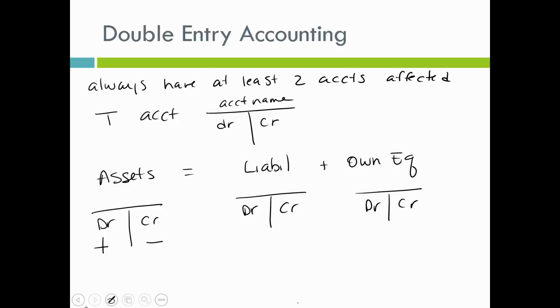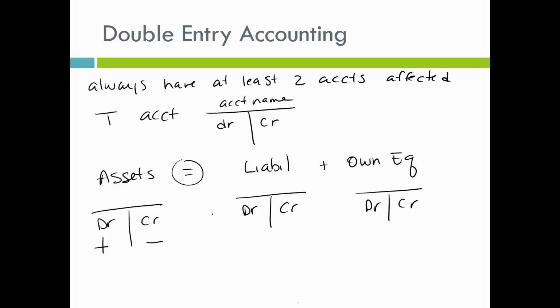DR, if you didn't read the chapter yet, is the abbreviation for debit, even though there's no R in the word debit. It has something to do with the original Latin word for it or something like that. But that's generally what you see, DR for debit.